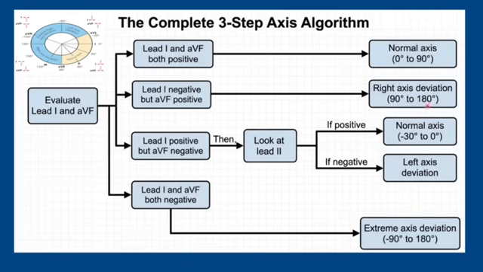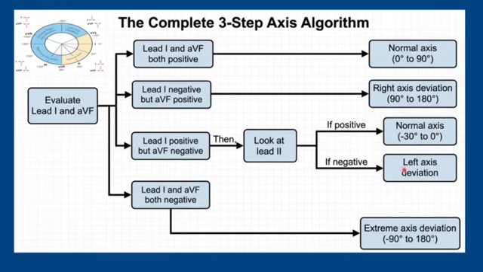If lead 1 is positive and the AVF is negative, we have one of two possibilities. Either it is normal axis between 0 to minus 30, or it is left axis deviation. In this case, look at lead 2. If positive, this is normal axis. If negative, like the AVF, in this case, it is left axis deviation.